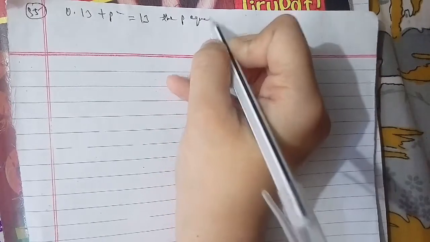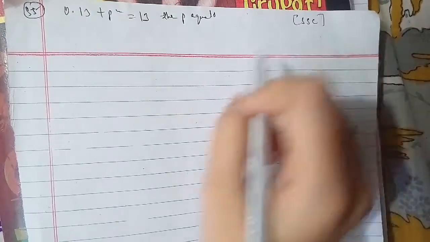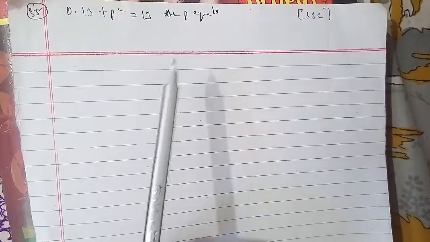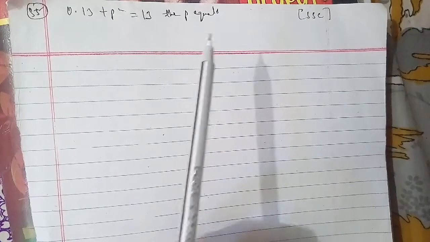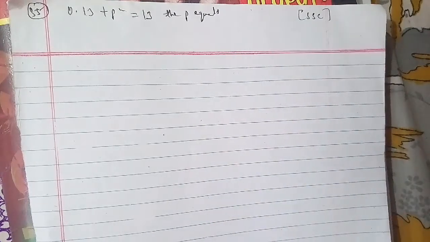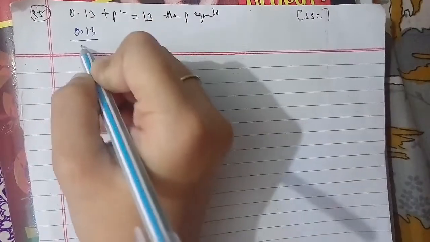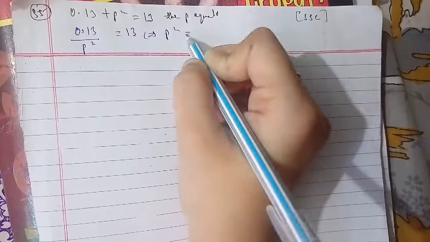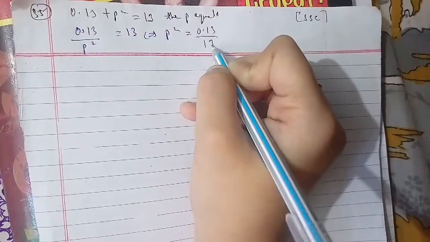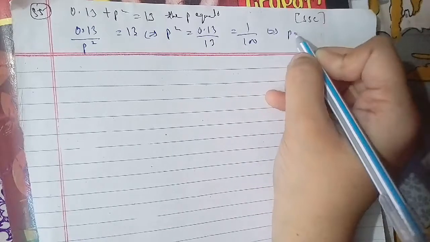Let's find out the solution for this as well, which is 0.13 upon p square equals 13, so p square equals 0.13 upon 13 equals 1 upon 100. Further, p equals under root 1 upon 100, which equals 1 upon 10, and of course that equals 0.1. So 0.1 will be the right answer for this question as well.